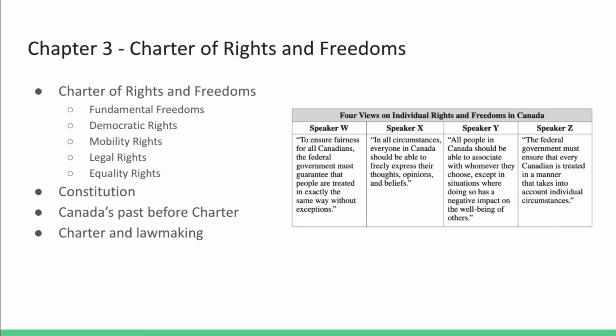Chapter 3 was all about our Charter of Rights and Freedoms. Know your rights, your fundamental rights, your democratic rights, mobility, legal, and your equality rights. Know them.